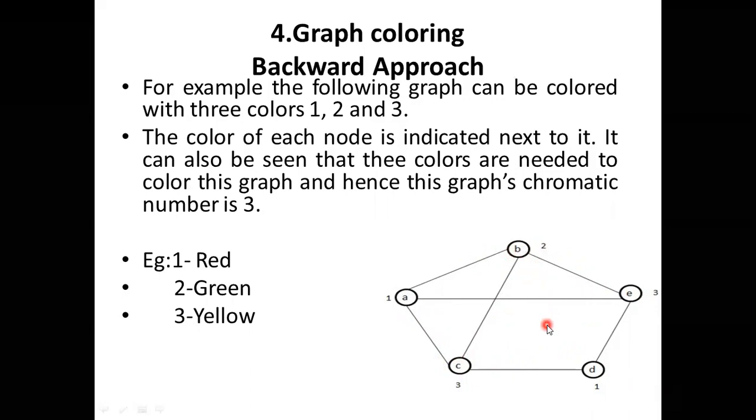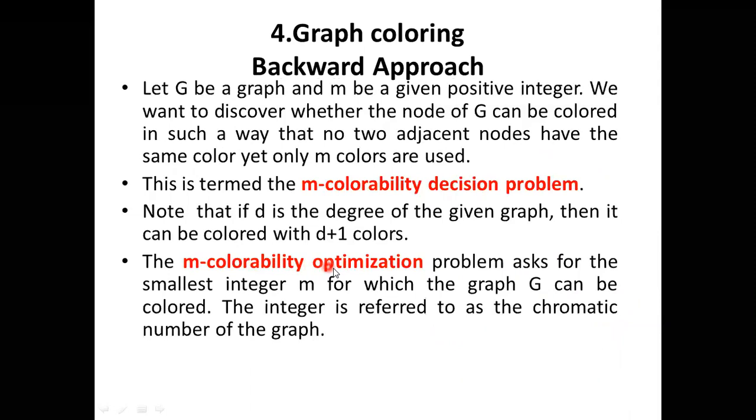But they are not expecting that you just put these numbers. You have to draw the state space tree. Clear? Now I will explain the theory. Then I will take one example and show the state space tree for the M coloring optimization problem. Right? Now I will explain the theoretical part.